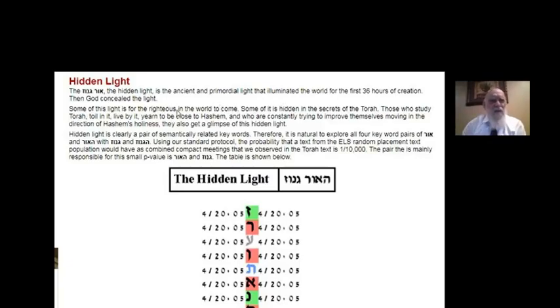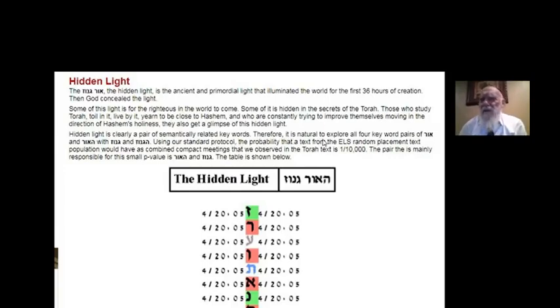Some of this light is for the righteous in the world to come. Some of it is hidden in the secrets of the Torah. So those who study Torah, toil in it, live by it, yearn to be close to God, and are constantly trying to improve themselves, moving in the direction of God and holiness, also get a glimpse of this hidden light. Hidden light is clearly a pair of semantically related keywords.